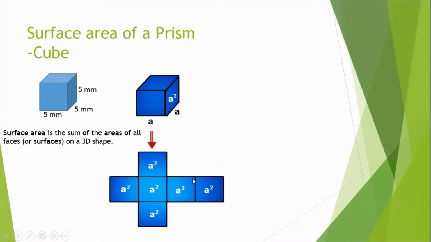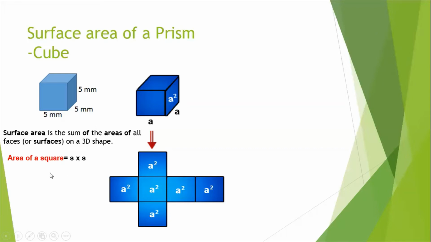To find its surface area, we need to find out first the area of this face, the area of this face, all of the faces of this cube. We're going to find each area, and then we're going to add them all to find its surface area. Since a cube is made of squares, all of its sides are equal. So we're going to use the formula, area is equal to side times side, or side raised to the power of 2. You can use any of the following formulas.